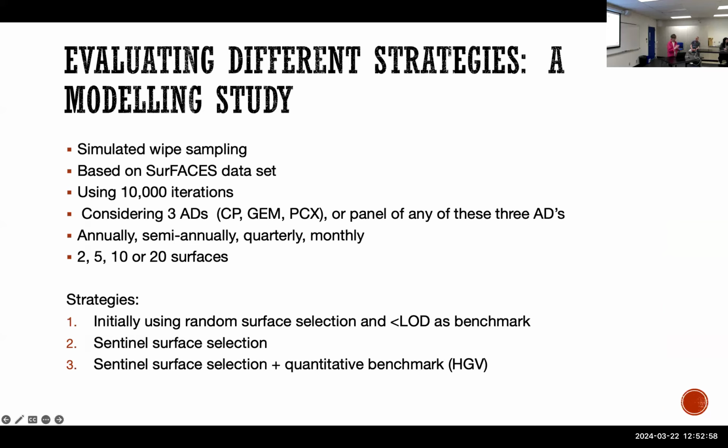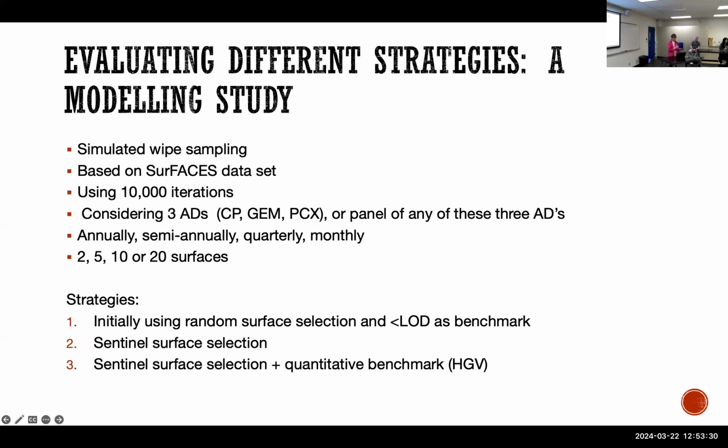So we conducted a modeling study to evaluate different kinds of strategies, and what we really wanted to do was to identify the most efficient and effective strategy. So where we're going to have the most power. By effective, I mean that we will have a high power to detect contamination where it truly exists. And by efficient, I mean being able to detect those true positives with the minimum number of samples.